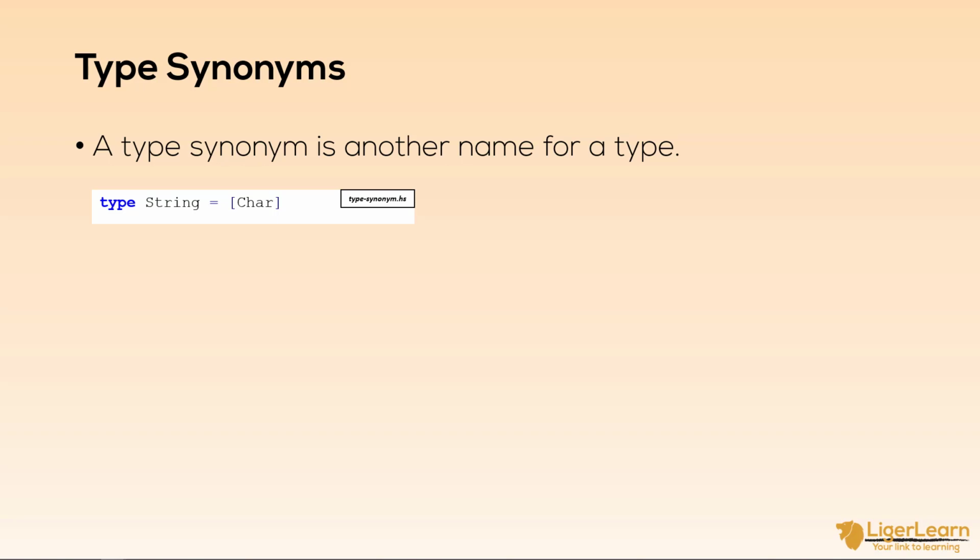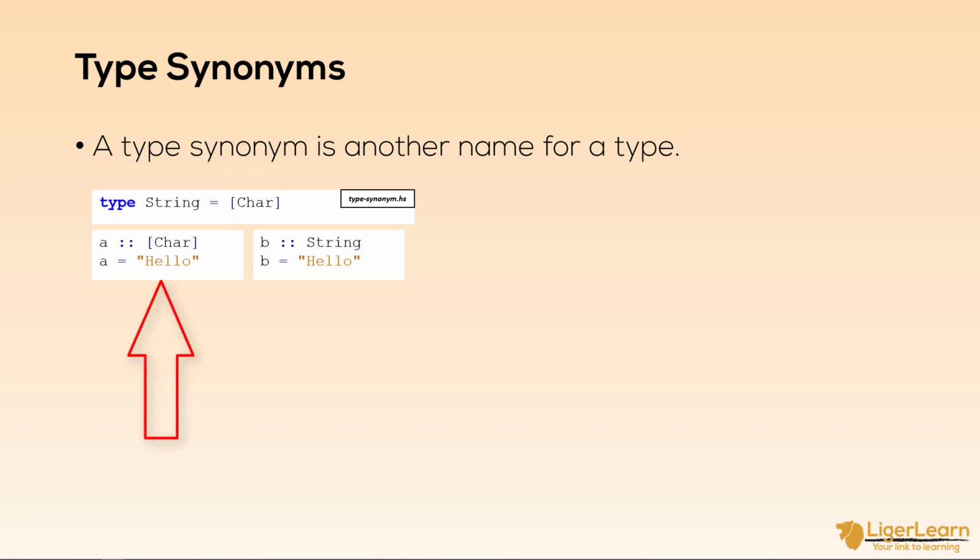We can read the declaration as we are creating a type synonym called String, which is a synonym for a list of Char. We can refer to the synonym or the original type in a type signature. For example, in these two code blocks, we are referring to the original type of list of Char here and the synonym here. And since they both mean the same thing, the values are constructed in exactly the same way too.